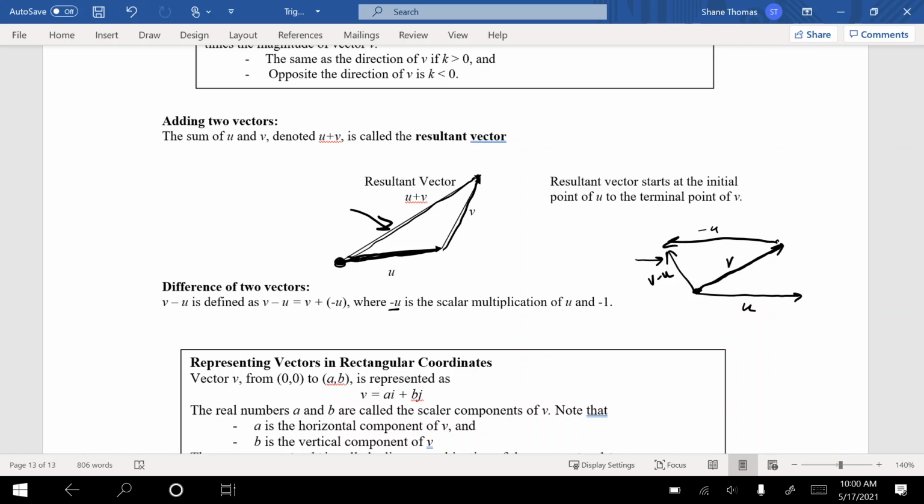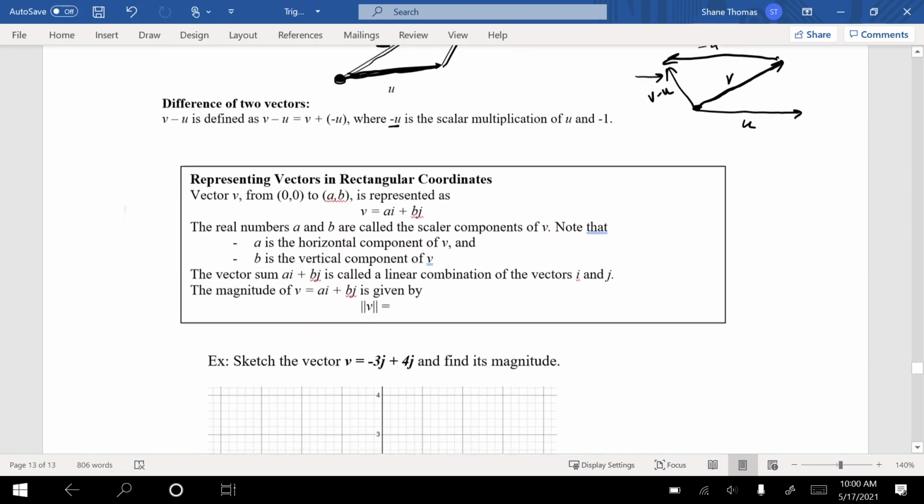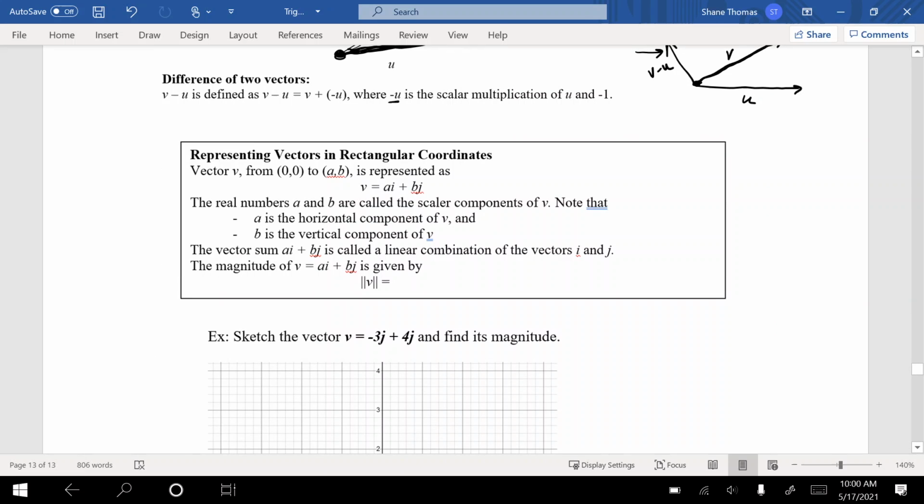Now, we haven't seen any equations of what a vector equation looks like. We've just seen pictures of them so far. If we want to represent vectors in rectangular coordinates, we'd have vector v starting at the origin, and it goes to point (a, b). You would write it like this. This is vector form here. v equals ai plus bj. i and j are your two letters.